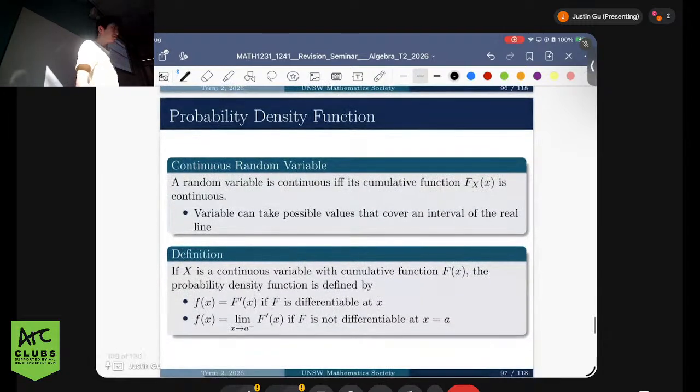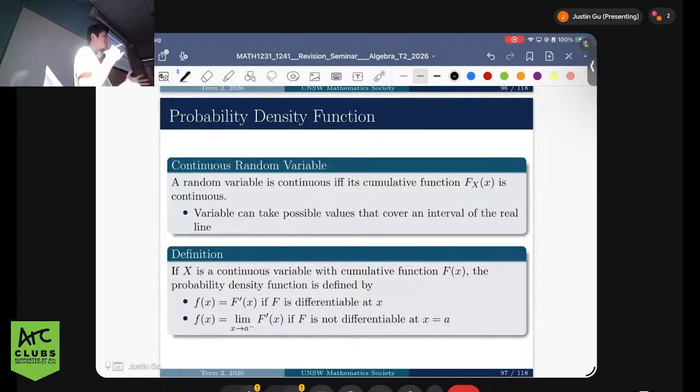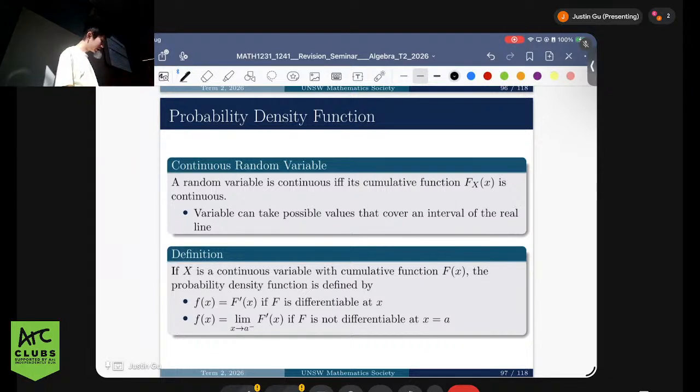Okay, so right up until this point, we've only talked about discrete random variables. But we can define continuous random variables, for example, a uniformly randomly chosen real number between 0 and 1. That would be a continuous distribution. A random variable is continuous if and only if its cumulative function F(x) is continuous and goes from 0 to 1, and the variable can take possible values that cover an interval of the real line.